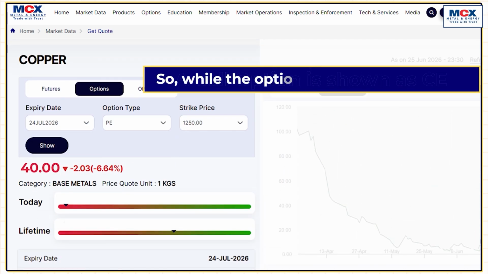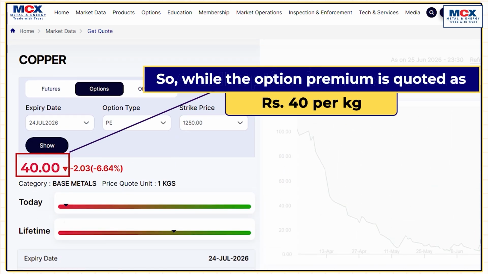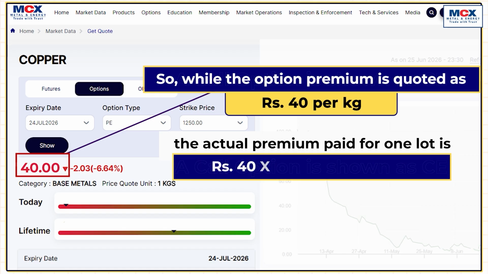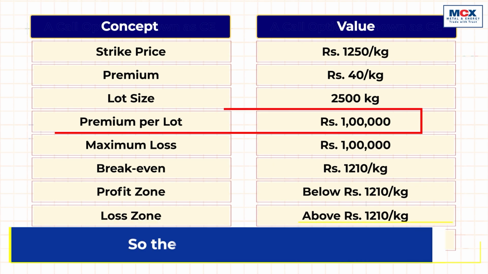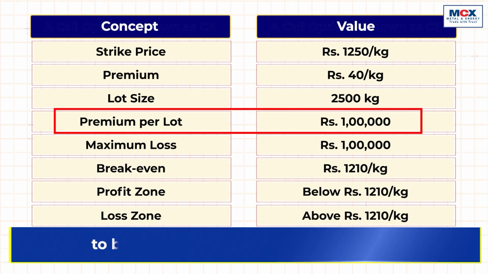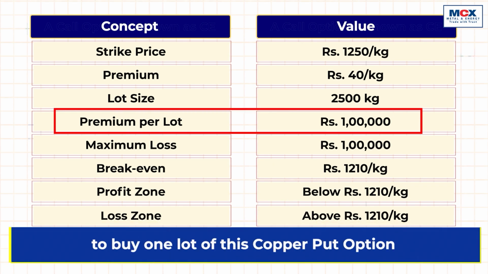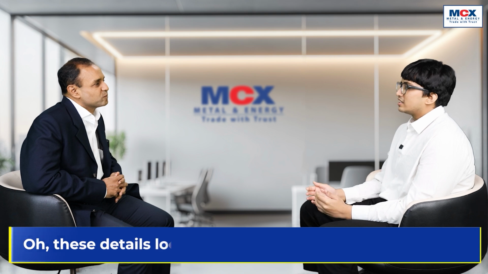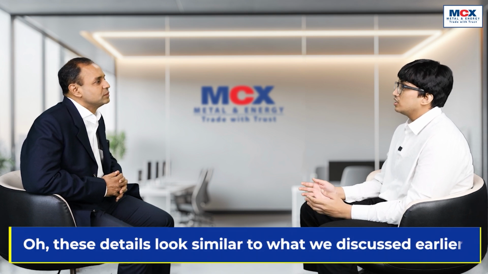So, while the option premium is quoted as Rs 40 per kg, the actual premium paid for one lot is Rs 40 into 2500, equal to Rs 1 lakh. So, the trader pays Rs 1 lakh to buy one lot of this copper put option. Oh, these details look similar to what we have discussed earlier.